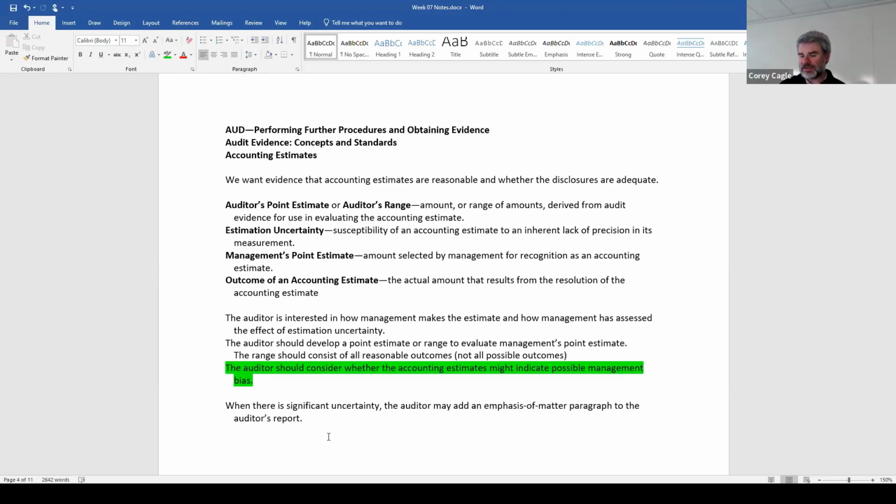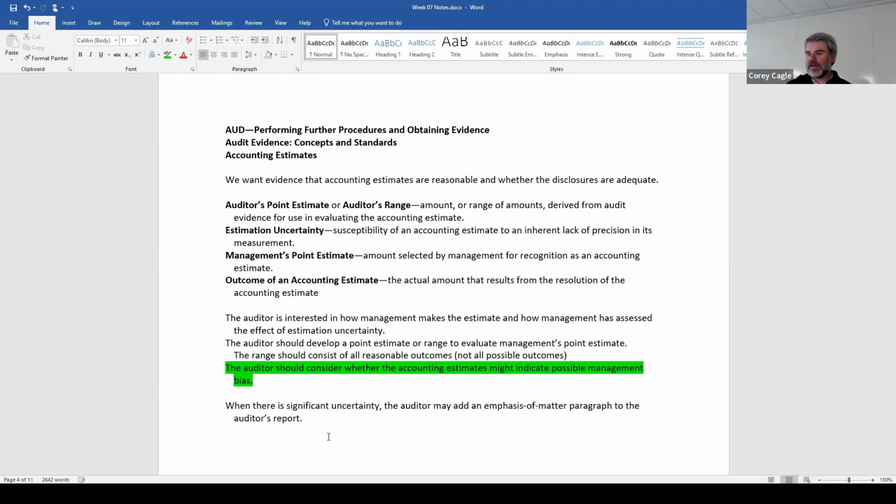Estimation uncertainty. I guess if any of these terms is important, it would be this one. How likely is this estimate? Really tough to know what it'll be, right? The susceptibility of an accounting estimate to an inherent lack of precision in its measurement. These are really fancy definitions, right? So that's just a fancy way of saying how likely is this number really tough to get at. We know what estimation uncertainty would mean, right?